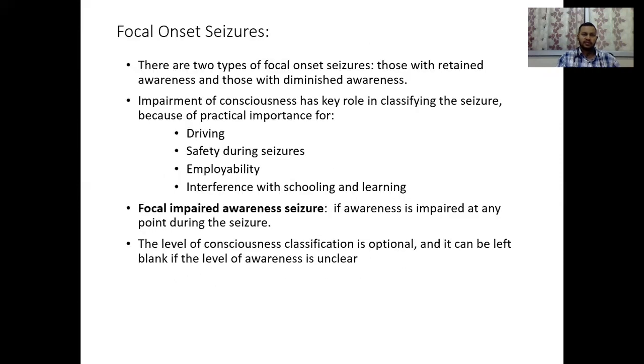Focal onset seizures. There are two types of focal onset seizures, those with retained awareness and those with diminished awareness. Impairment of consciousness has a key role in classifying seizures because of practical importance for driving safety during seizures, employability, and interference with schooling and learning. Focal impaired awareness seizures: if awareness is impaired at any point during the seizure, the level of consciousness classification is optional, and it can be left blank if the level of awareness is unclear.